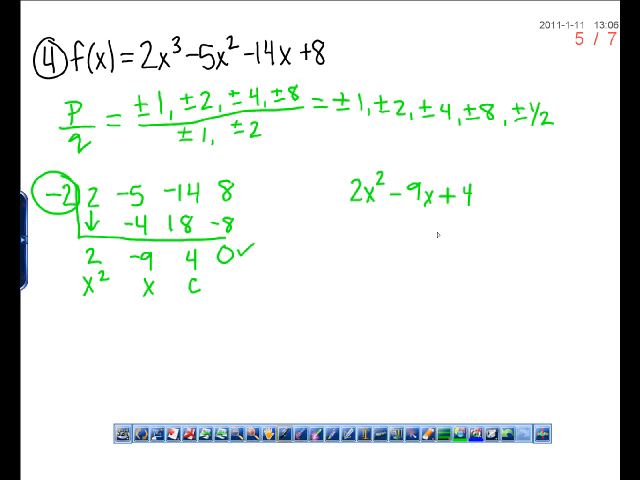Will this factor? Yep. 2 times 4 is 8. Are there factors of 8 that add up to -9? Yep, -1 and -8. So take a second and factor this. The reason I'm having you practice this factoring, guys, it's not going away. You've got to know how to factor this. The quicker you know how to factor and the better you are at factoring, the easier you're going to work your way through these problems.